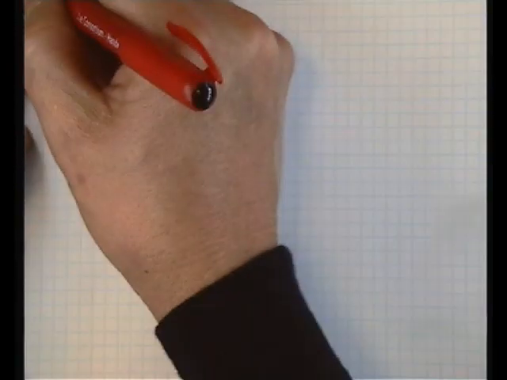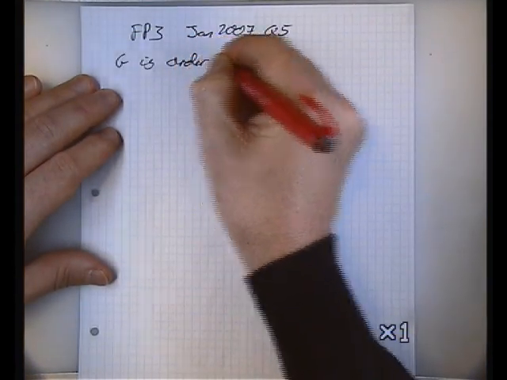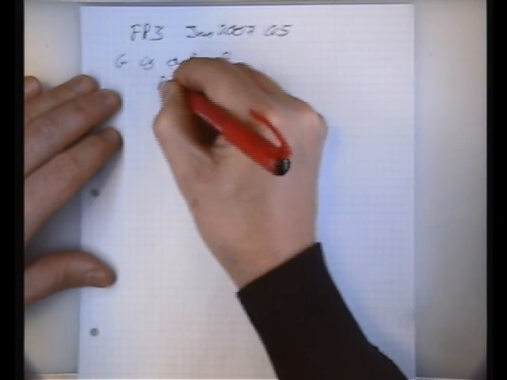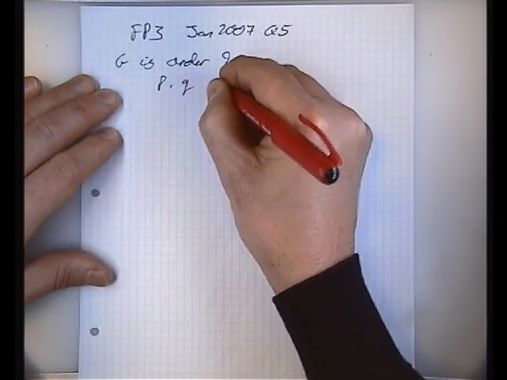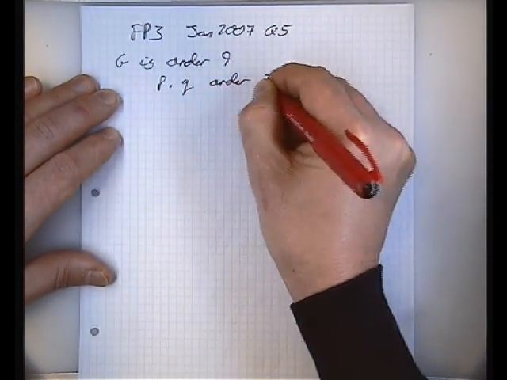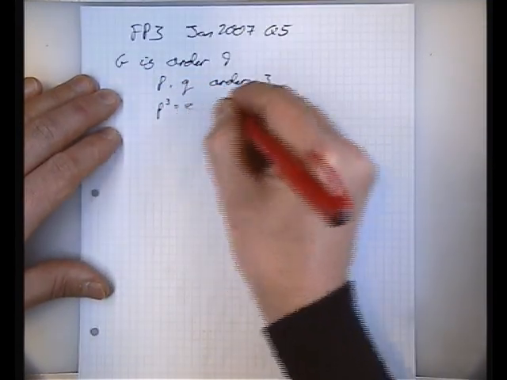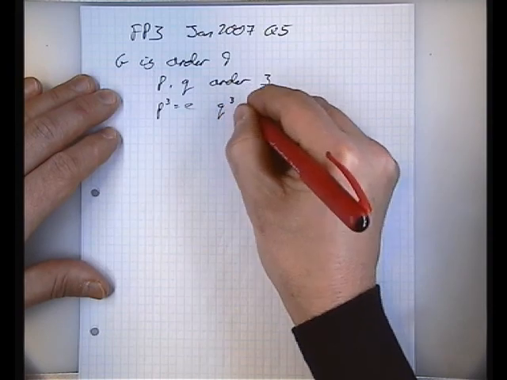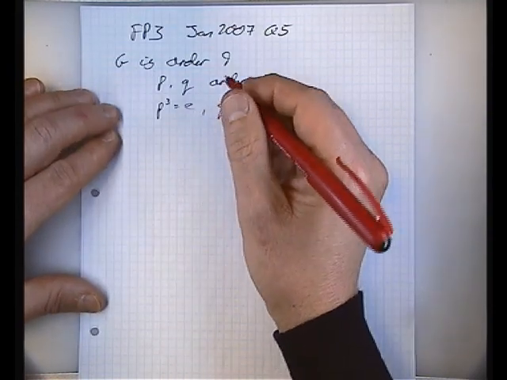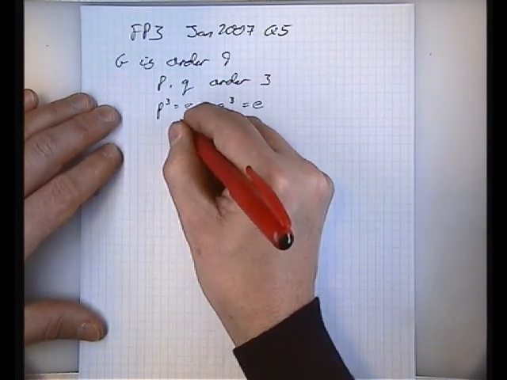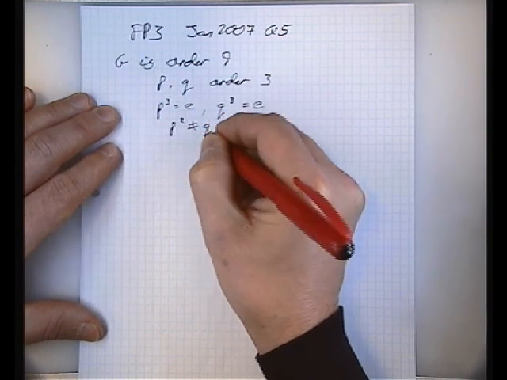So, let's write some notes to remind ourselves. So G is order 9, and P and Q are order 3. So one of the things that we know is that P cubed is going to equal E, and Q cubed is going to equal E. And we also know that P squared is not equal to Q.